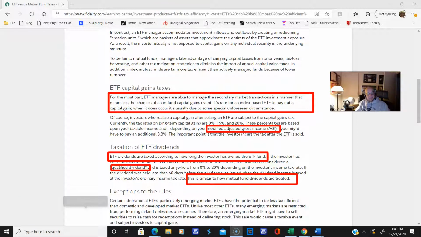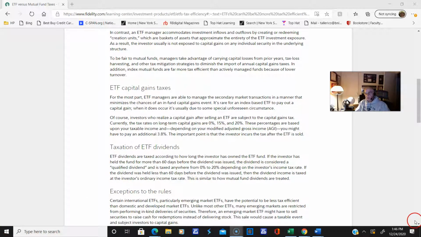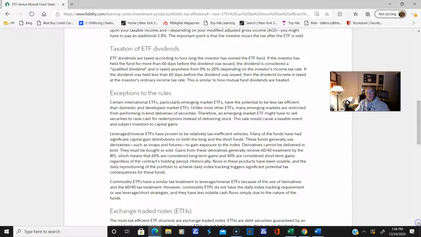All right, so let me scroll down a little bit. Exceptions to the rules. Certain international ETFs, particularly emerging market ETFs, have the potential to be less tax efficient than domestic and developed market ETFs. Unlike most other ETFs, many emerging markets are restricted from performing in-kind deliveries of securities. Therefore, an emerging market ETF may have to sell securities to raise cash for redemptions instead of delivering stock. This sale would cause a taxable event and subject investors to capital gains.